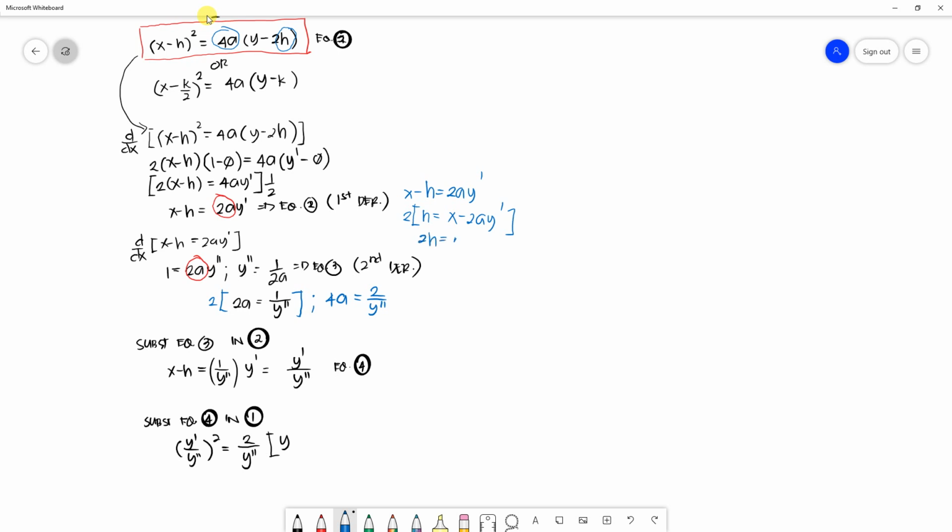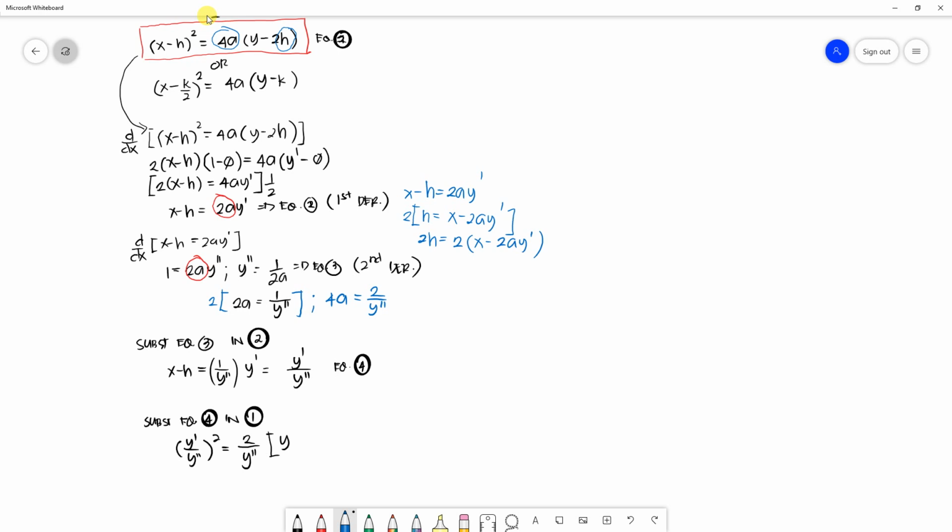2h is equals to 2 times x minus 2ay prime. So medyo shortcut ko na para mabilis natin isolve. Huwag natin isa-isahin na tatagal. Kaya medyo dapat gumagana na agad ang isip ninyo.